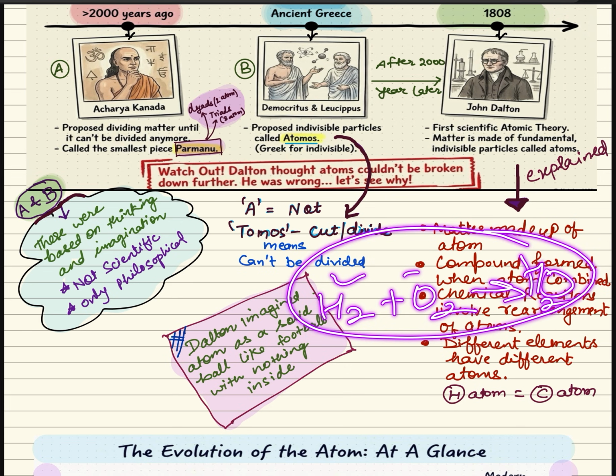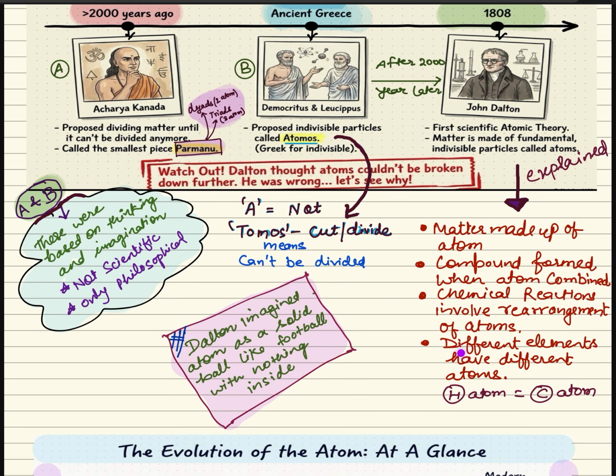So this is rearrangement. And the last point: different elements have different atoms, because hydrogen atoms are different and carbon atoms are different, isn't it? Or I can say these are not equal. A hydrogen atom is not equal to a carbon atom. So they both have different atoms. You have to learn what he explained in his theory. These are the points I have written.